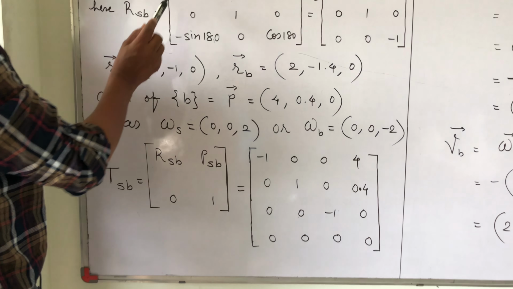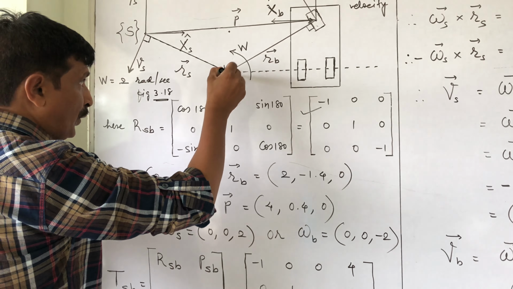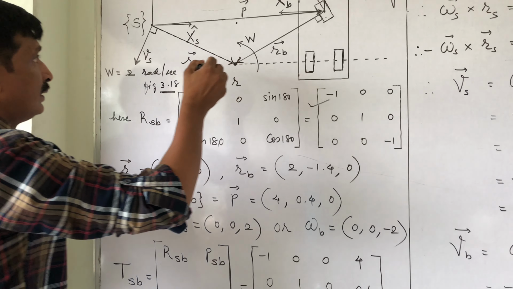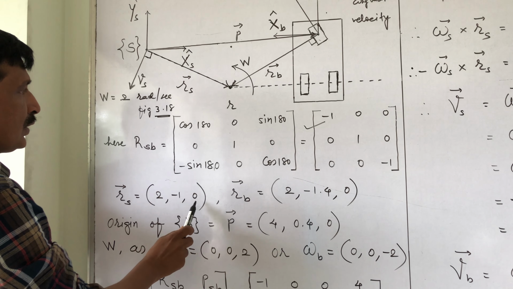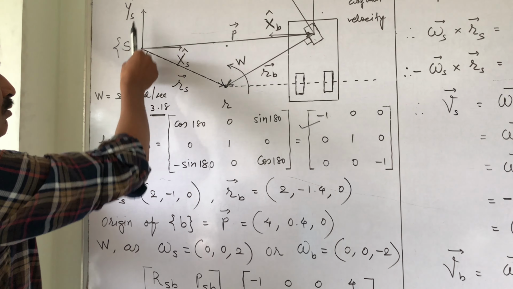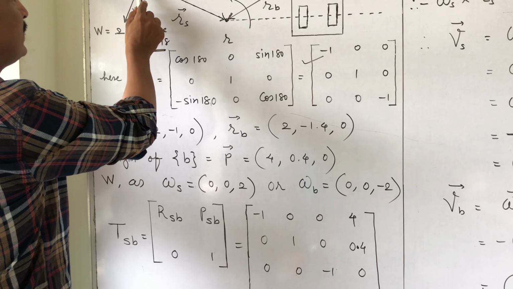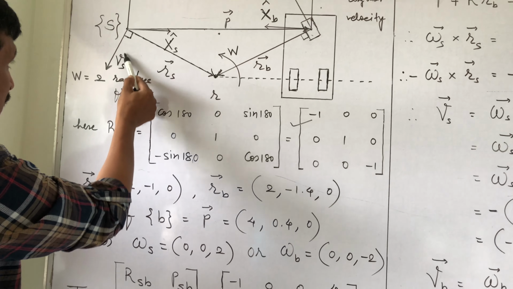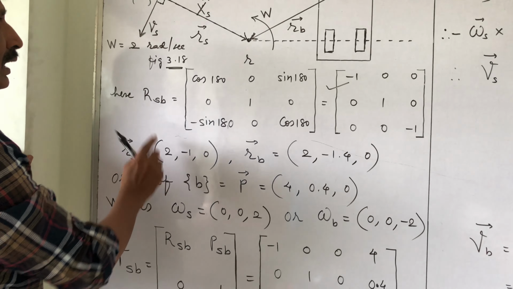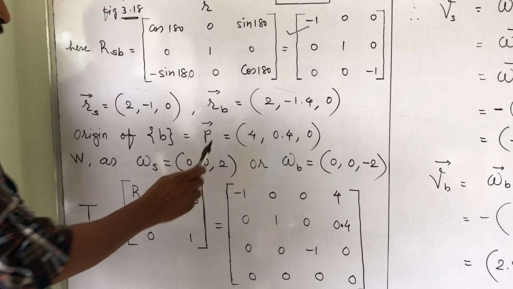RS, this one, the position vector of this point where the axis is located in S frame, is 2, minus 1, 0. I have drawn the figure somewhat according to scale. See, this one X, 1, 2, and this one negative Y, so minus 1. And it is in XY plane, so it is 2, minus 1, 0.